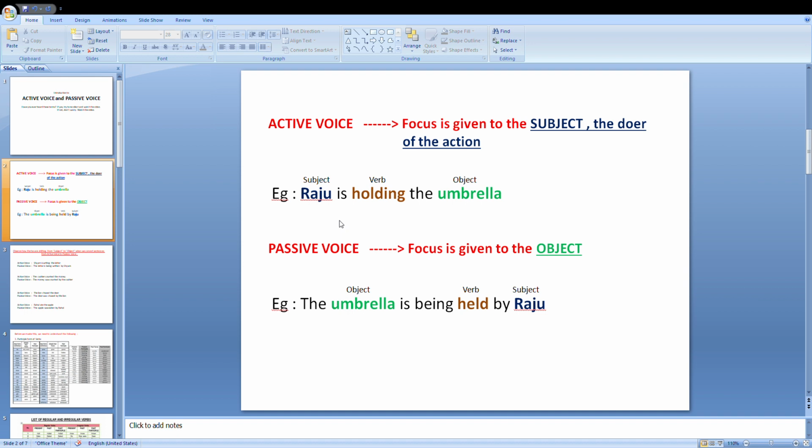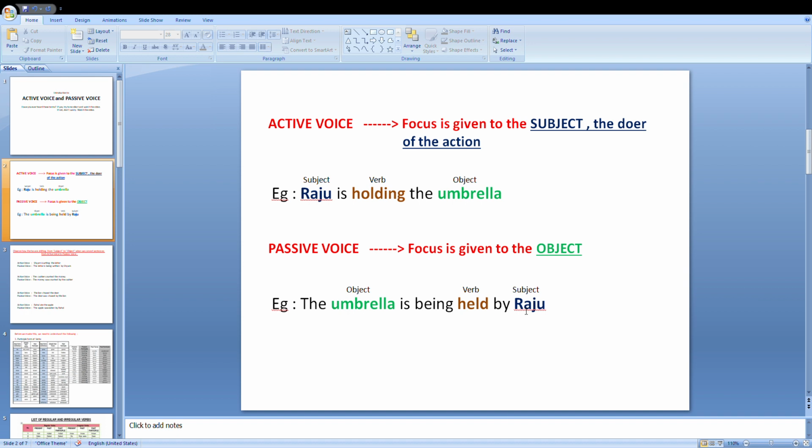Now when we convert this sentence to passive voice, the focus is given to the object. So the sentence will look like this. The umbrella is being held by Raju. So in this particular sentence, the object comes in the starting part of the sentence and the subject comes at the end of the sentence because the focus is given to the object in the passive voice.